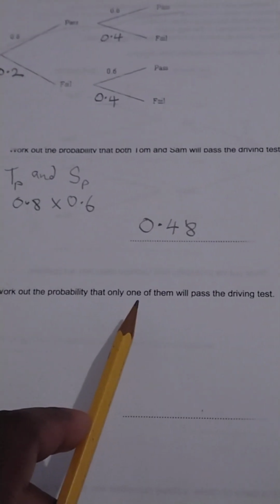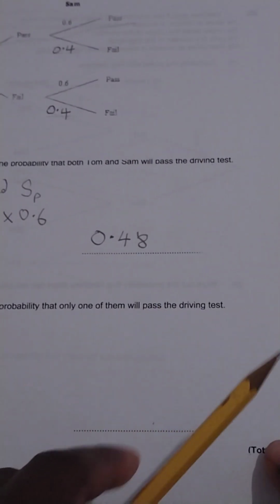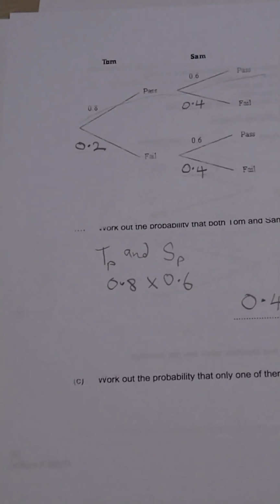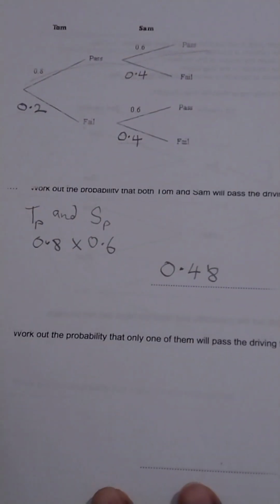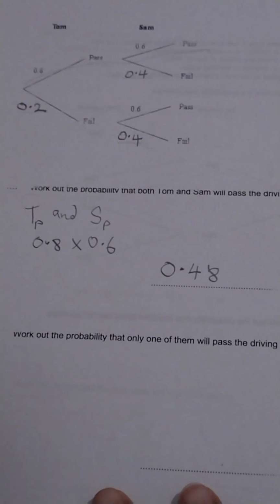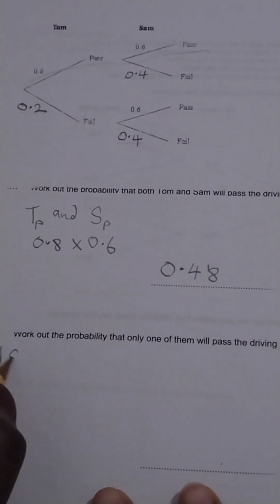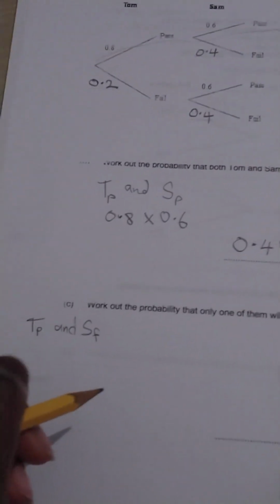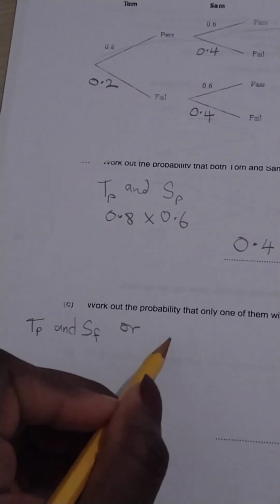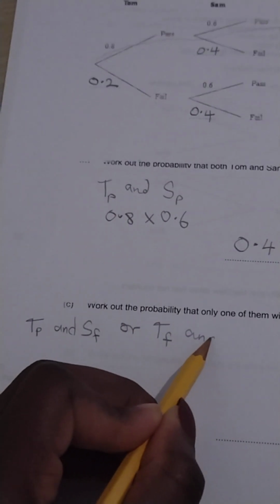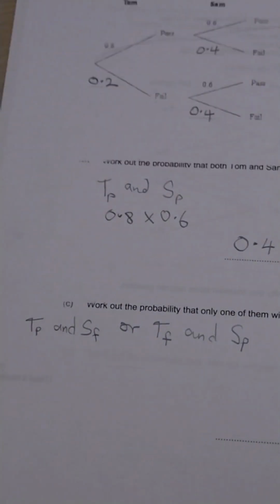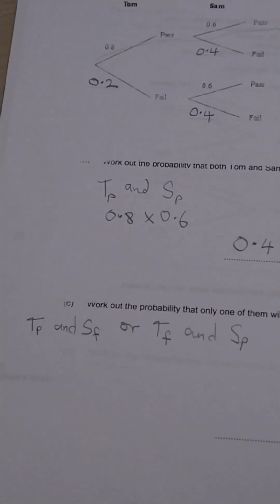Okay, next one says work out the probability that only one of them will pass the driving test. So if only one of them will pass the driving test, that means there's a probability that Tom passes and Sam fails, or the probability that Tom fails and Sam passes. So whatever the case may be, only one of them passes, right?